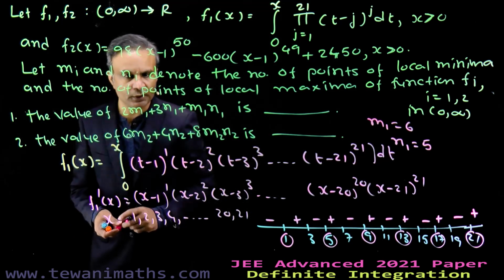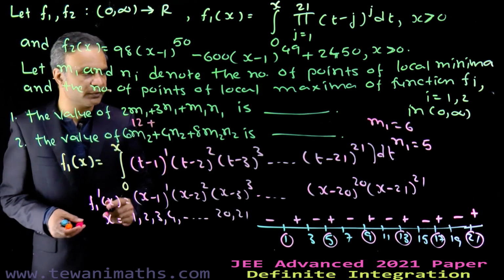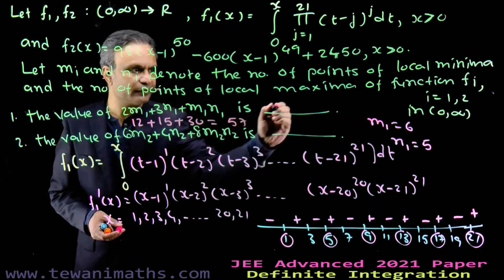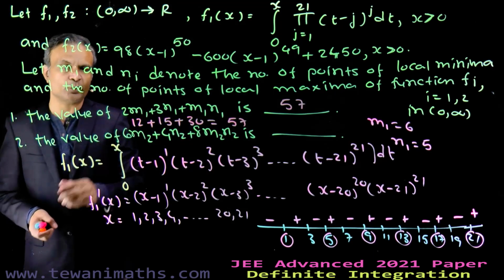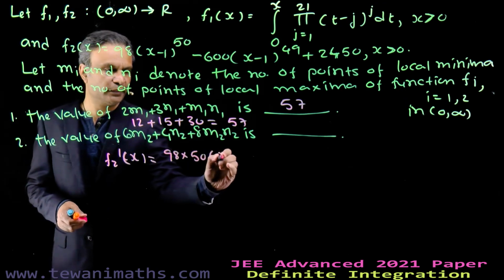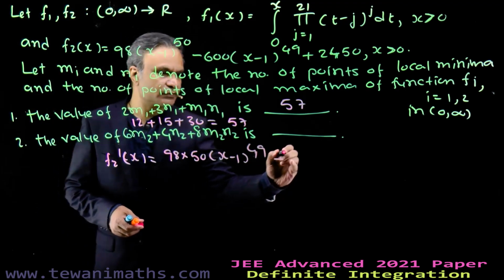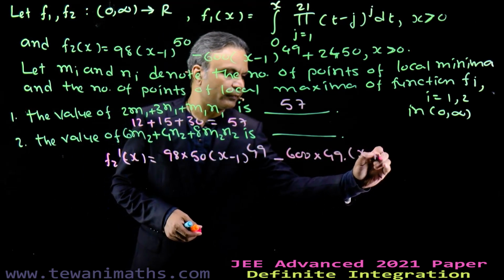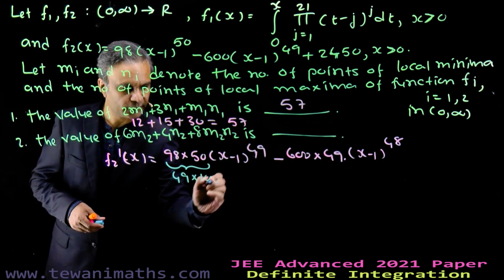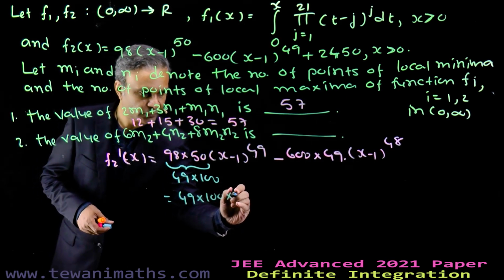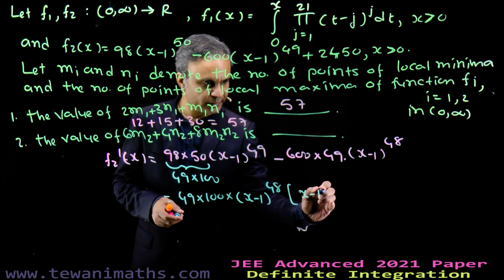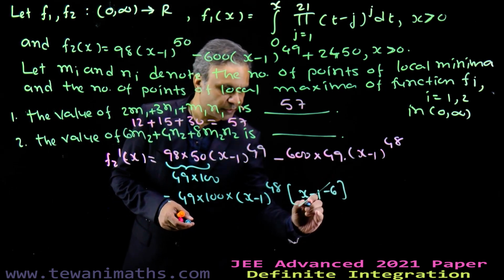Now we can find the value of this expression. 2m1 is 12 plus 3n1 is 15 plus m1 is 30, and this sum is 57. The value is 57. Now we check the function f2(x). The derivative of f2(x) will be 98 into 50 into (x minus 1) power 49 minus 600 into 49 multiplied by (x minus 1) power 48. Now this is 49 into 100, so we can take 49 into 100 into (x minus 1) power 48 common. Inside the brackets we will have (x minus 1) minus 6, and this is x minus 7.